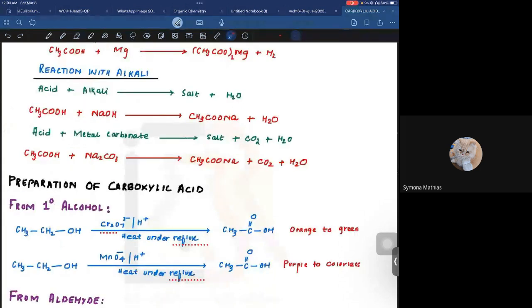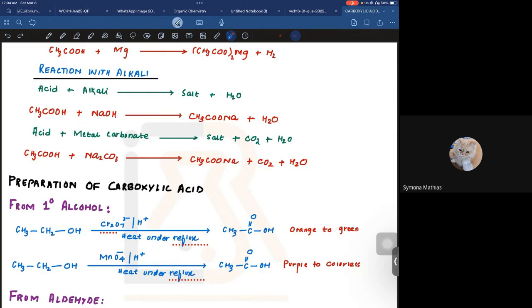So I'm going to prepare it from primary alcohol. We can oxidize our primary alcohol into carboxylic acid. So we need an oxidizing agent.